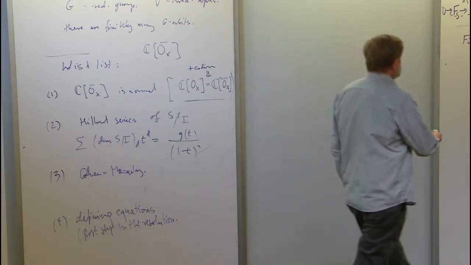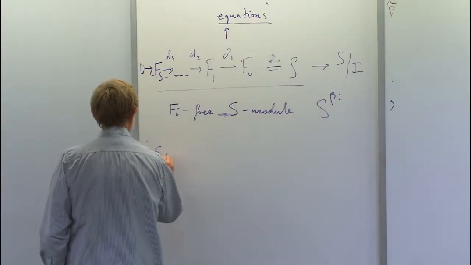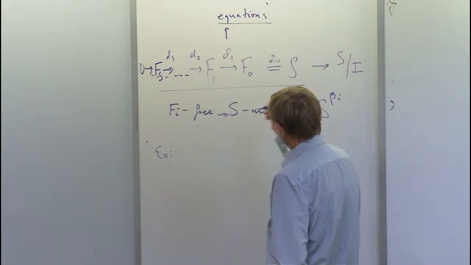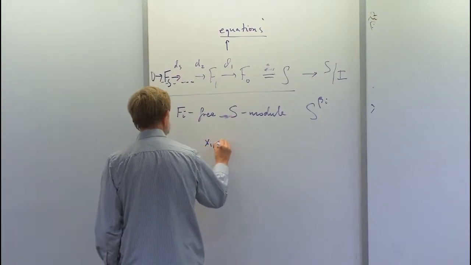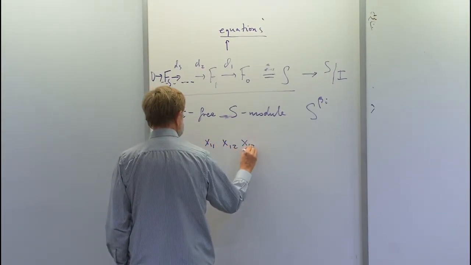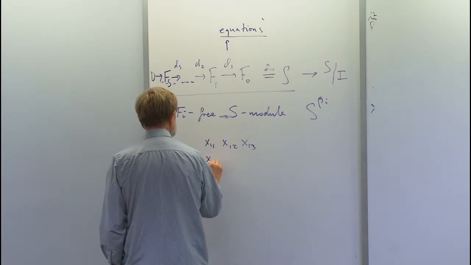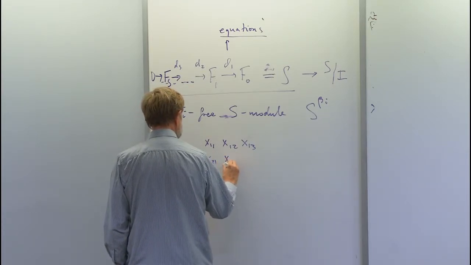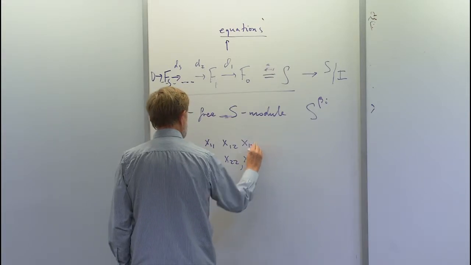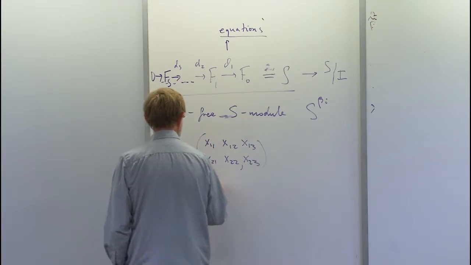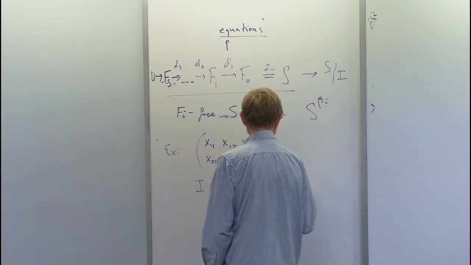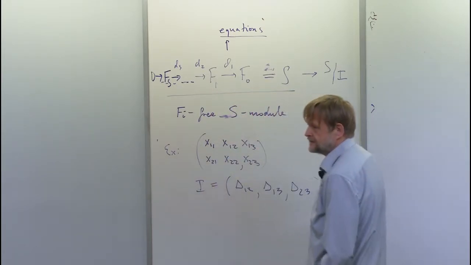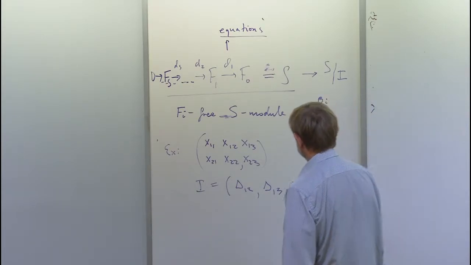So a typical example, just to give you a very small example of this pre-resolution, just to see what it is. Let's take the 2x3 matrix. So your representation actually will be some Hom from C^2 to C^3. And let's take I to be the ideal generated by the three 2x2 minors of that matrix. Then already Hilbert knew that this resolution will be like this.